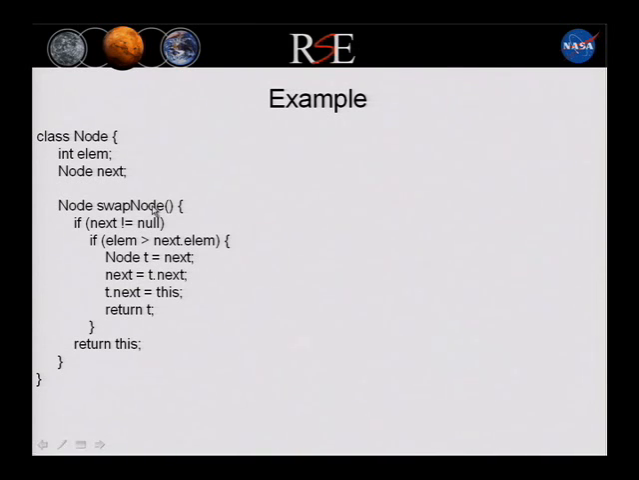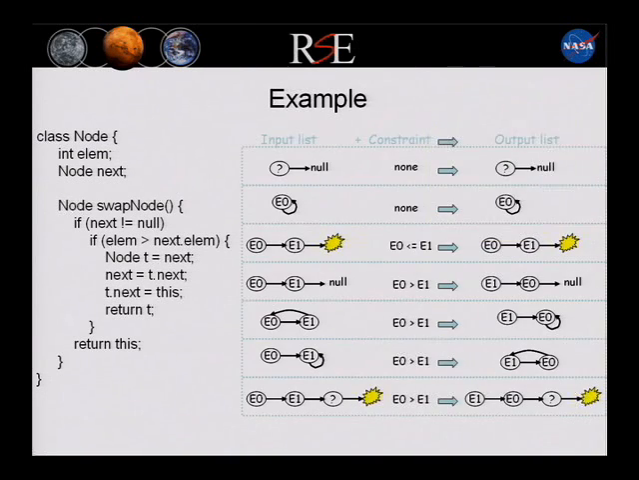So now let's look at another example that has as input a list. Class Node implements a singly linked list. Elem is the element in a node of the list, and next points to the next element in the list. And swapNode swaps the first two elements in the list if the first element is greater than the second one. This is the idea. Now let's assume we want to analyze swapNode. The implicit parameter to this method is the one pointed to by this. So this is what we do here, and these are the results of our analysis.